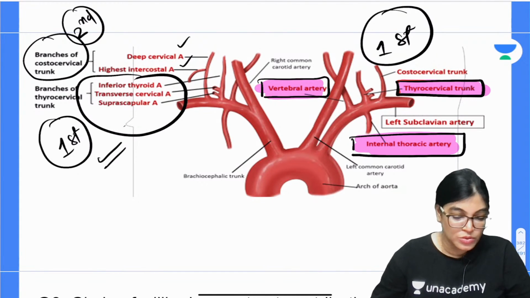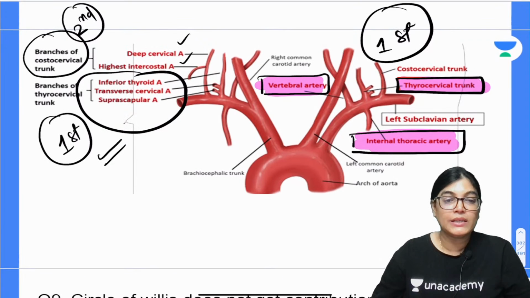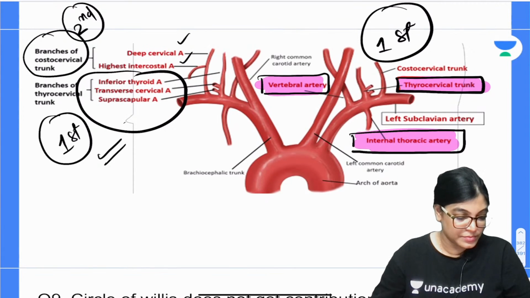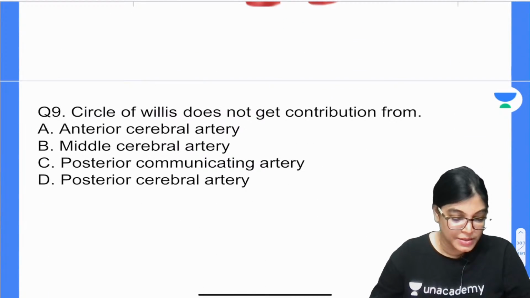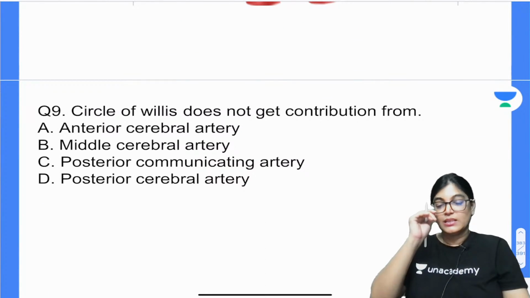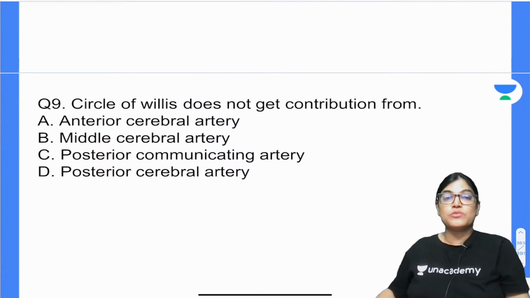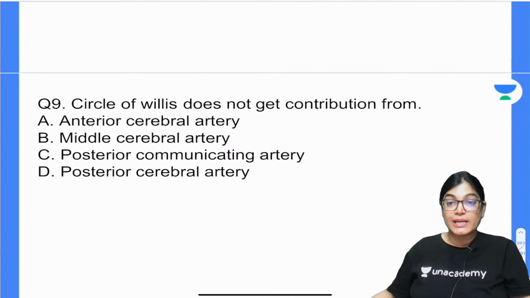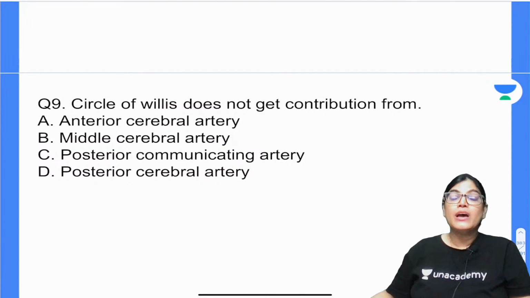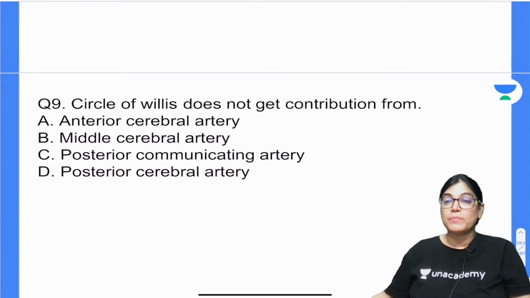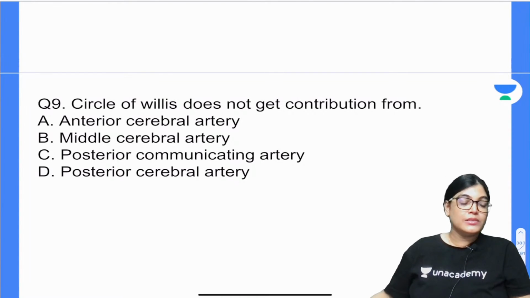Now let's move on to question number 9. Very good, nice attempt. Circle of Willis does not get contribution from which of the following arteries? So, circle of Willis, as we have discussed in another MCQ, we have seen the location. We have seen that it is located in the inferior or basal aspect of the brain in the interpeduncular cistern. Now, the next MCQ is targeting the formation of the circle of Willis.